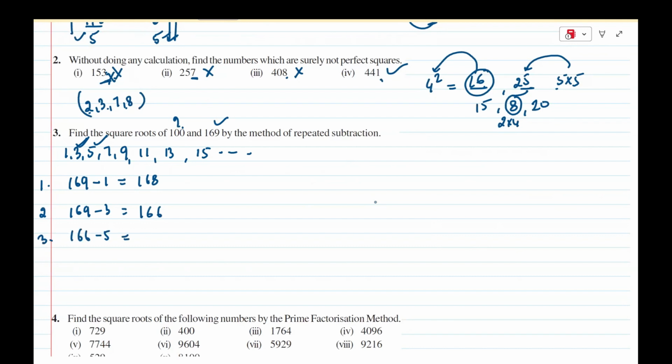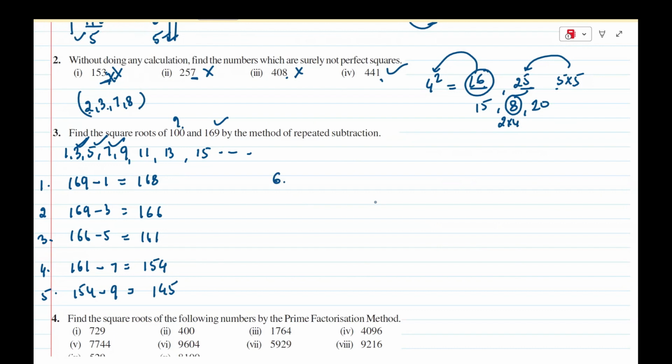166 minus 5 will give you 161. Fourth time, I'm subtracting the next number. Next odd number is 7. So this will give you 154. Again, 154 minus the next odd number, 9, will give you 145.